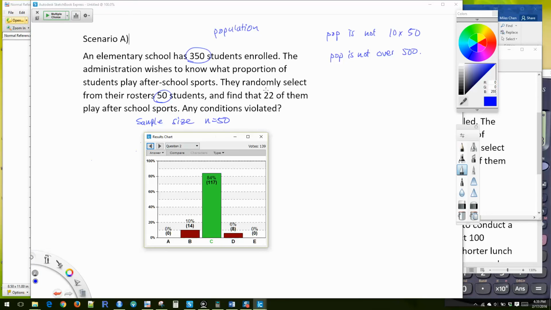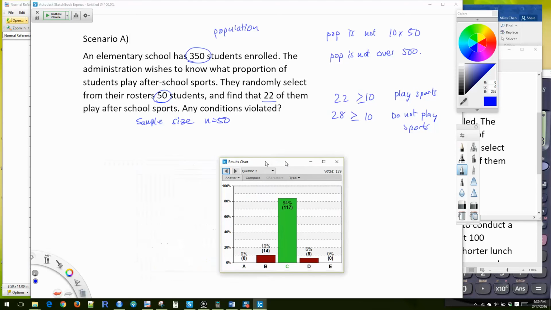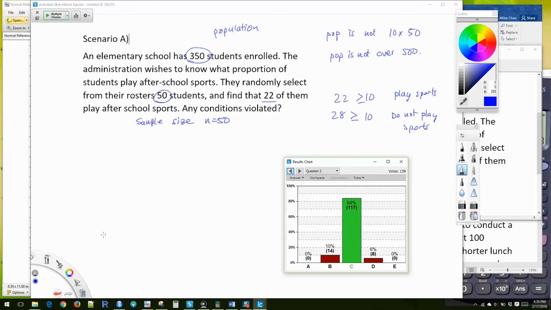We can check the other conditions. 22 of them play after school sports. 22 is bigger than 10, okay? The other number, if 22 of them play sports, then that means 28 do not play sports. This is also bigger than 10. So this is play sports, this is our successes, and do not play sports. Okay, both of these numbers are bigger than 10, so we are okay there. All right, and it says the students were selected randomly. So that condition is also met.